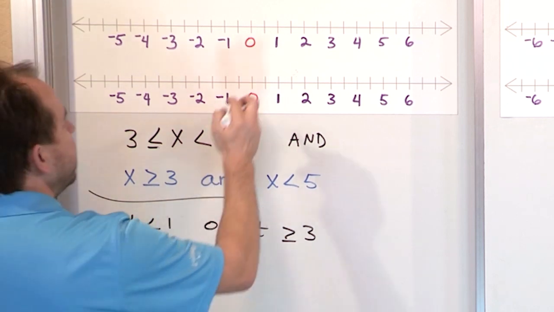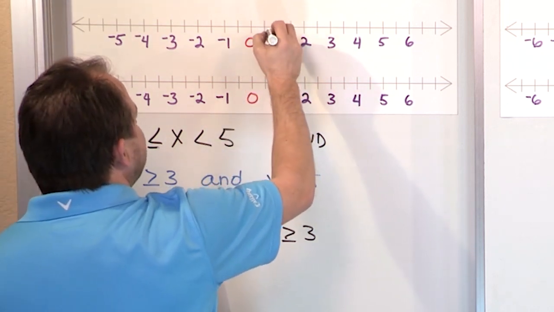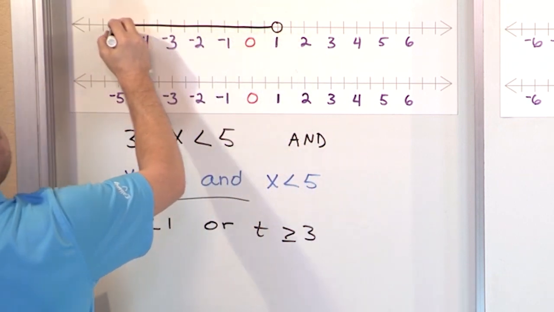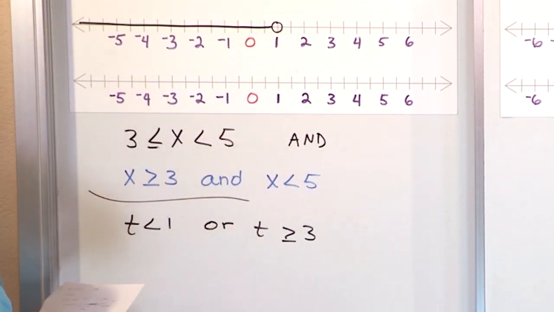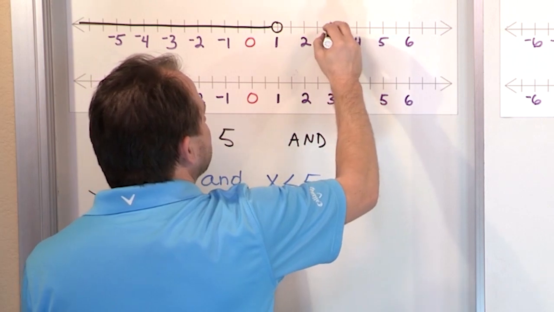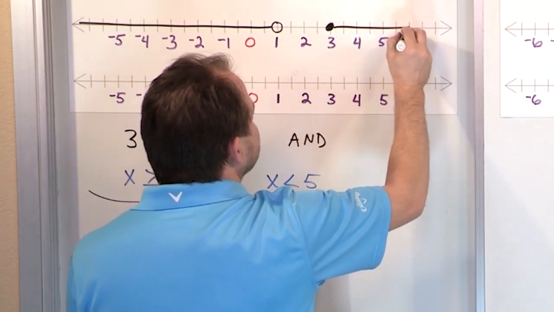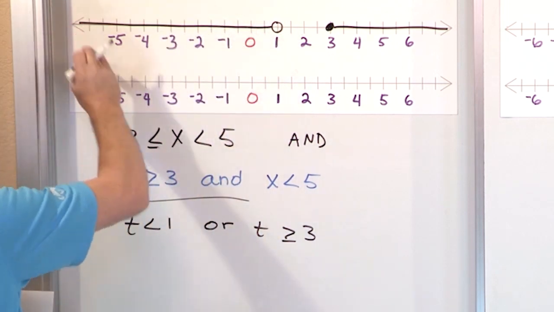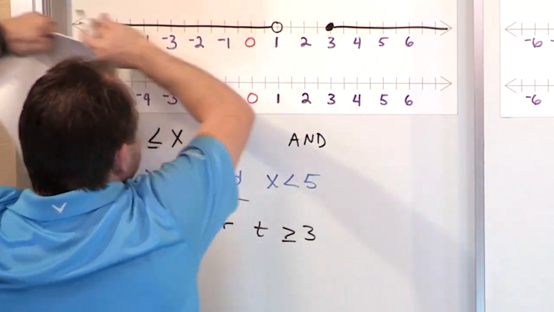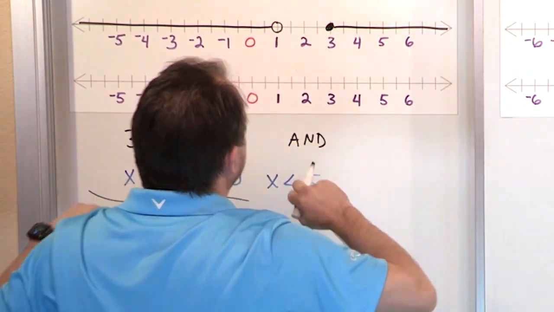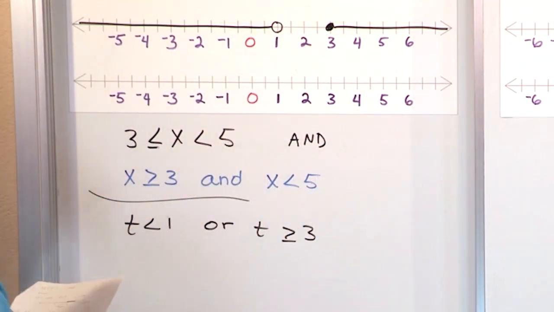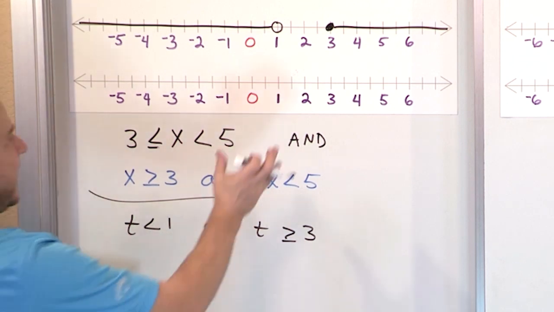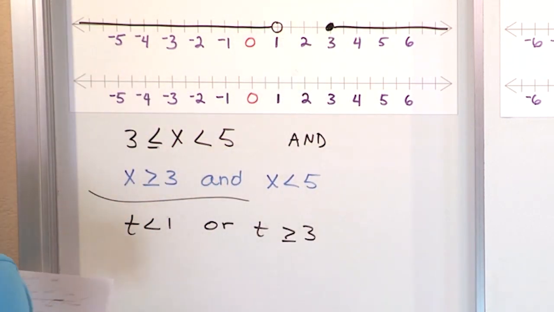Less than 1. So we have an open circle for 1, and it'll be everything to the left of that. And then it'll be greater than or equal to 3. So we'll have a closed circle at the number 3, greater than or equal to that. And see how they look different. For the or inequalities, it's a left portion of the line and a right portion of the line, open and closed. And that's basically it. The line segments form the ands.